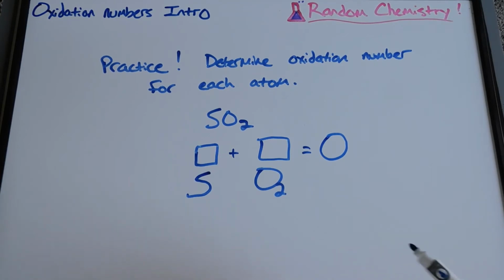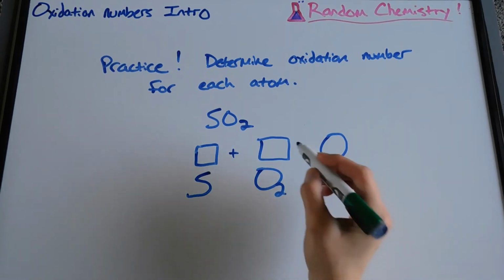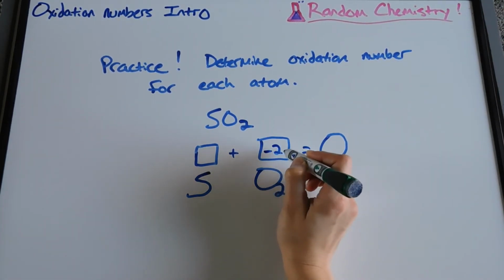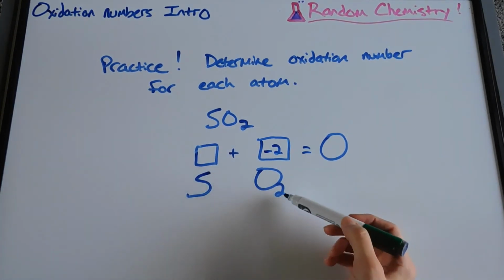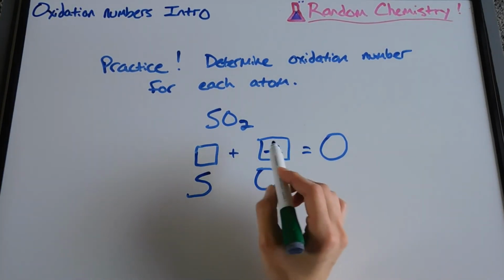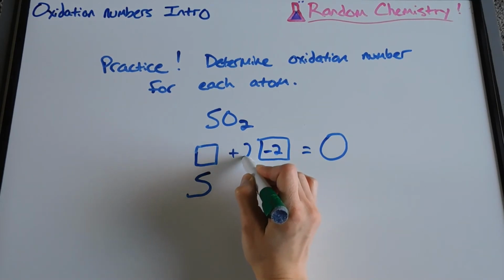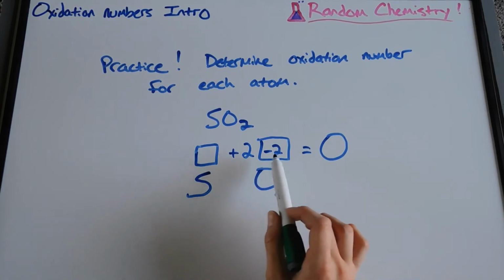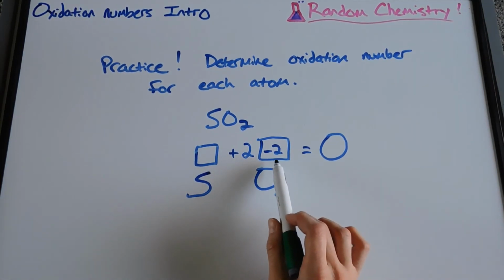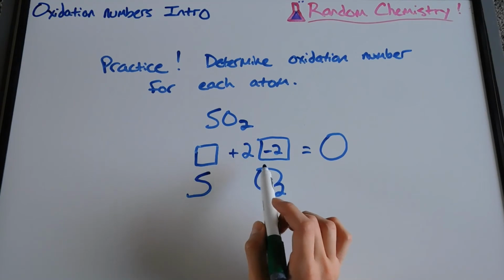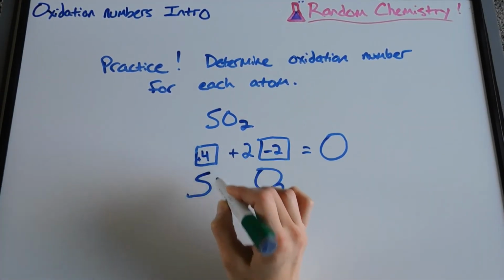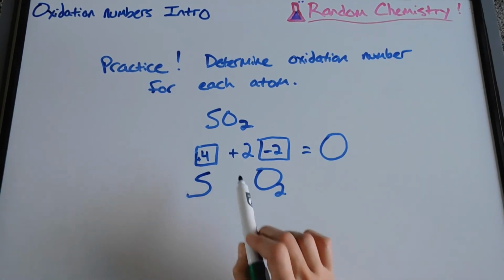According to rule number 3, oxygen typically has an oxidation number of -2. But I have 2 oxygens, so I need to multiply this -2 by 2. So 2 times -2 is -4. To go from -4 to 0, I need to add 4. This is algebra. So that means sulfur is going to have an oxidation number of plus 4.